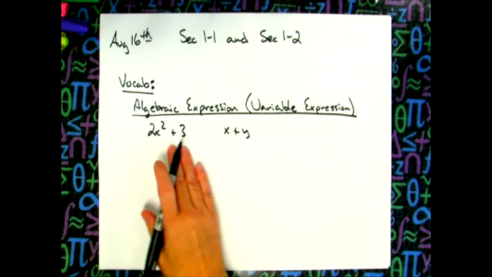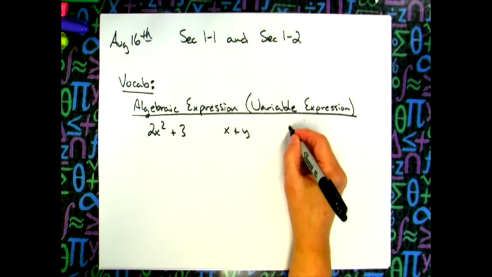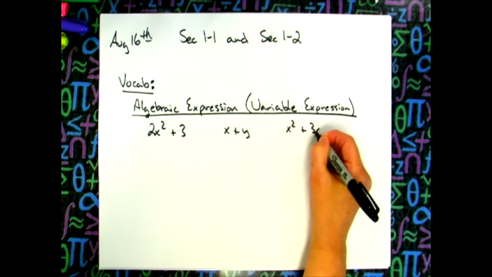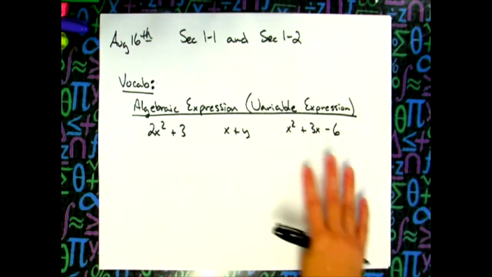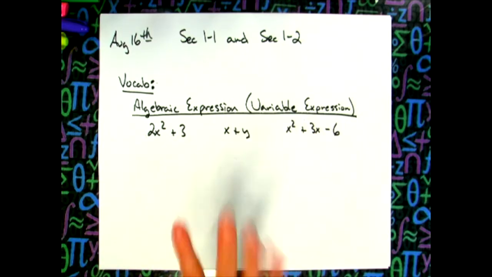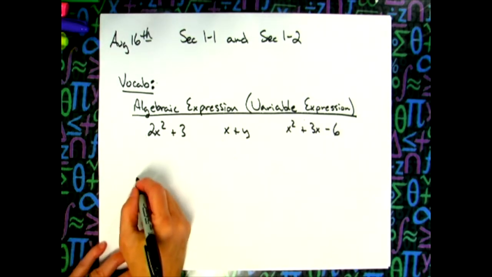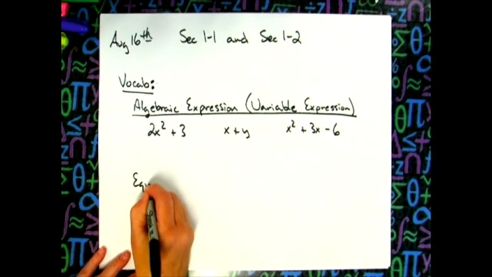Both of these had two terms, but it could have more than that. I could do something like x squared plus 3x minus 6. So it can be very, very long, but it's an algebraic expression in the sense that it's got numbers, probably, it's got some variables, it's got add, subtract, multiply, and divide. None of these had divide in them. Now the difference between an expression and an equation.